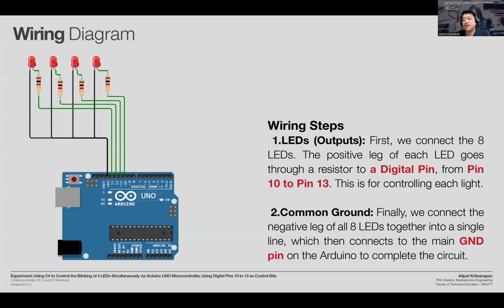Wiring diagram, wiring steps. LEDs output. First, we connect the LEDs. The positive leg of each LED goes through a resistor to a digital pin from pin 10 to pin 13. This is for controlling each light. Common ground. Finally, we connect the negative legs of all LEDs together into a single line, which then connects to the ground pin on the Arduino to complete the circuit.